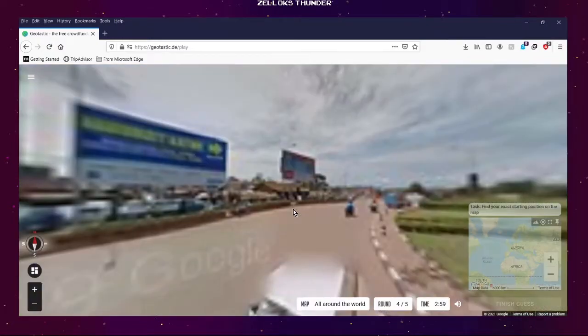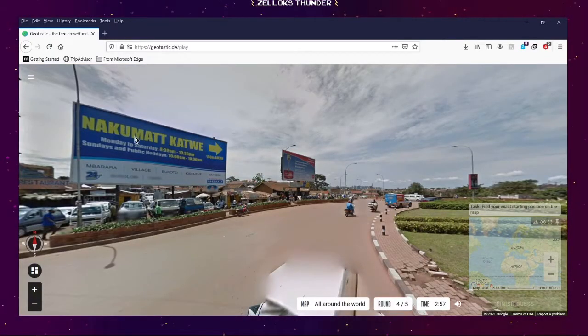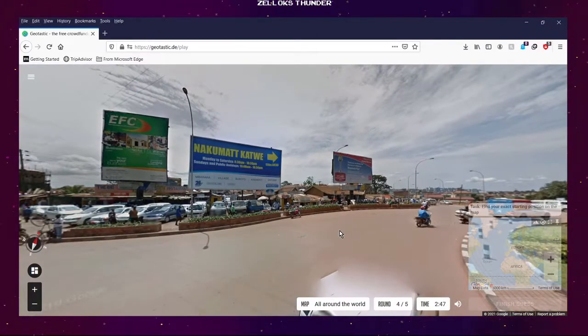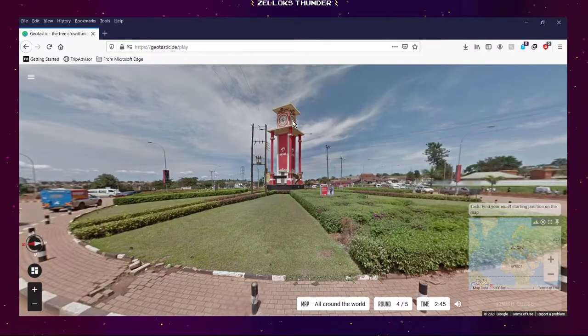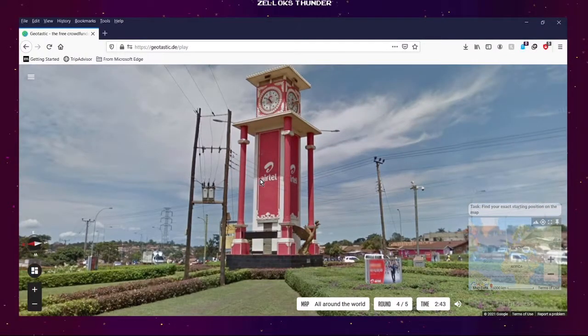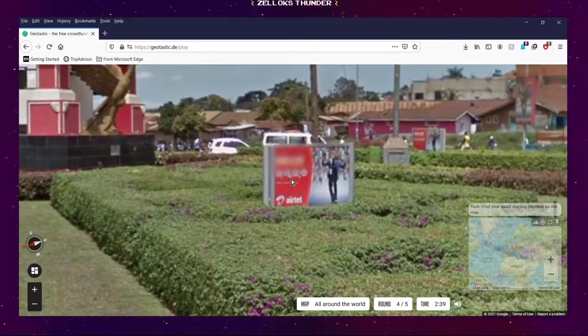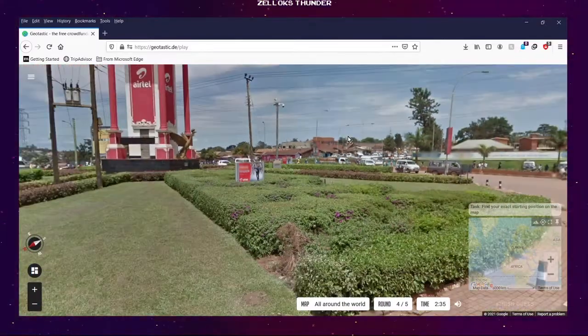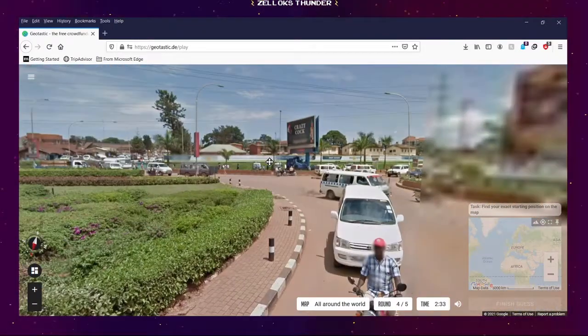All right, let's go, baby. Where are we? We're in Nakumatt Katwe. Monday to Saturday. So we get here, I don't know which language this is. Then we get some English here to top it off. So this could very well kill me. Airtel. I've seen this before, dude. Okay, what is this? Oh, God. This gives me such a vibe.